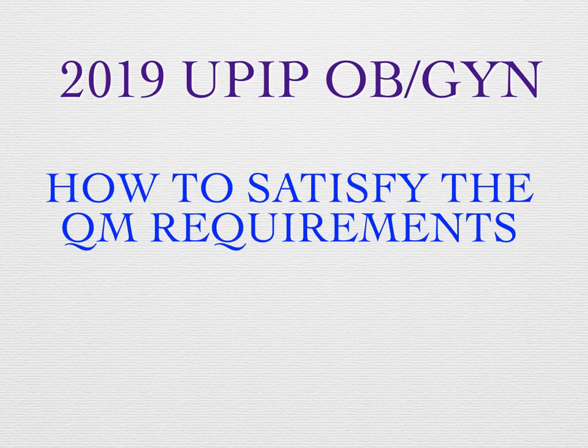During the OBGYN department meeting in November of 2018, the quality department came to present the 2019 UPIP program. I have previously sent out a PowerPoint that reviewed this program. It discusses the prerequisites to be eligible for the program, as well as the different attributes that are measured. For today's presentation, I want to review how to satisfy the quality metric requirements. The quality metrics represent 20% of the overall program.